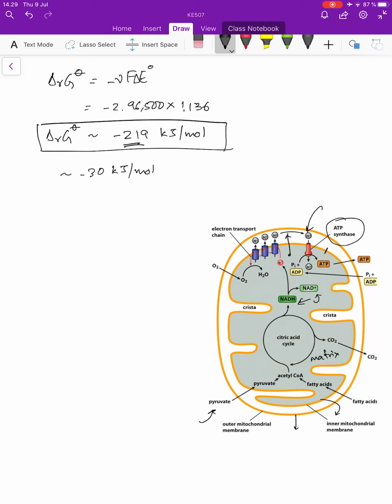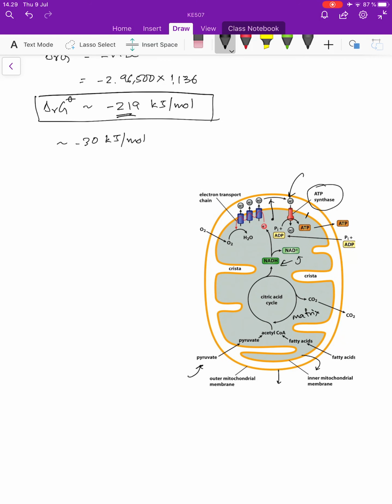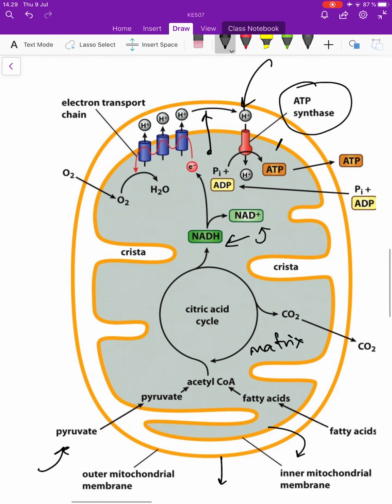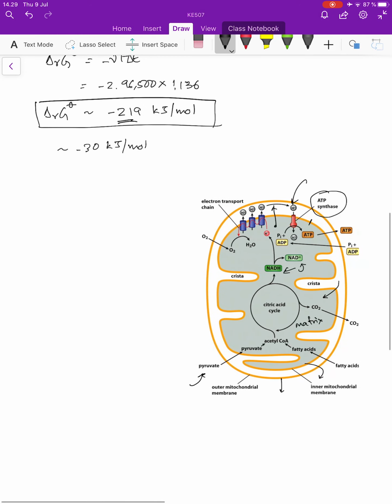Typically, you need about 3 to 4 protons to generate one molecule of ATP. But once this proton gradient is established, how much free energy will be released when a single proton goes from the intermembrane space into the matrix of the mitochondria? Let's try to calculate that.